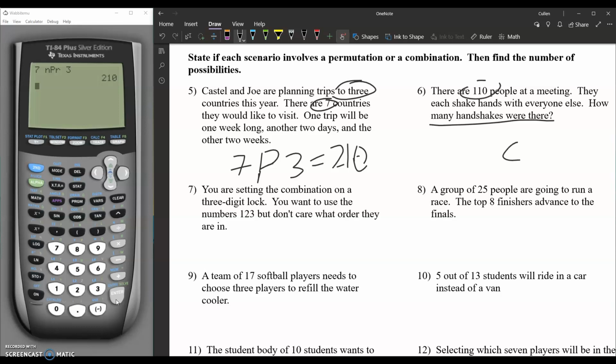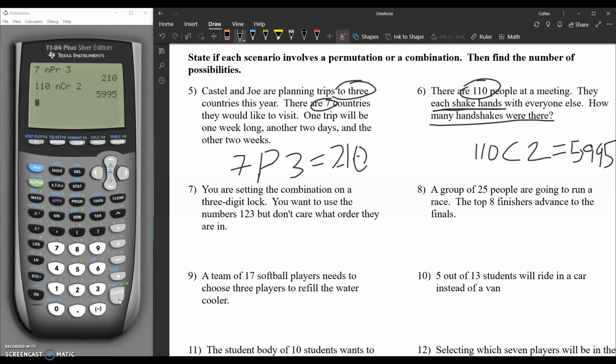And you take the big number, 110, and there's no other number in the problem. Well, people are shaking hands, and typically in a handshake there are only 2 people. So do 110, and then go find your C, and do 2. And that would tell you there were 5,995 handshakes, so almost 6,000.